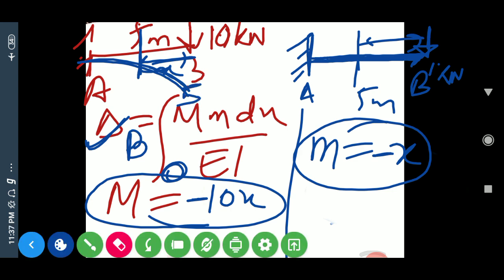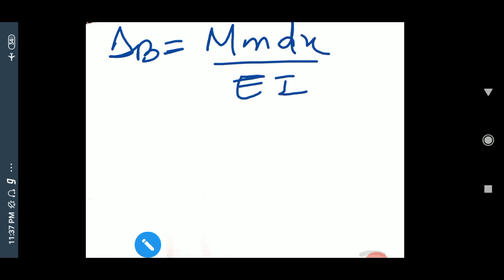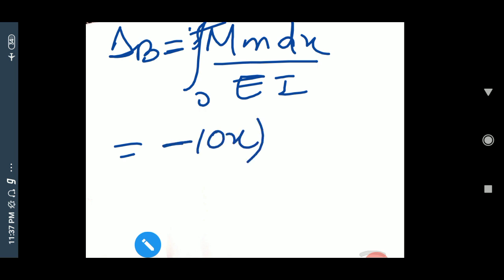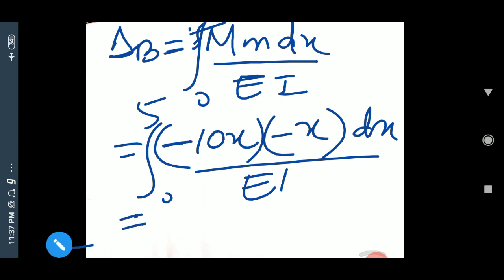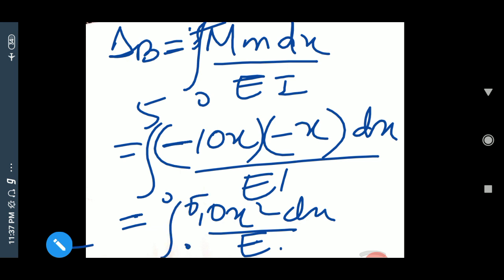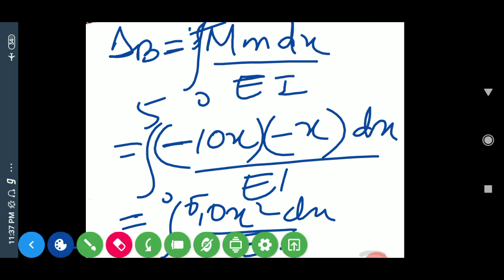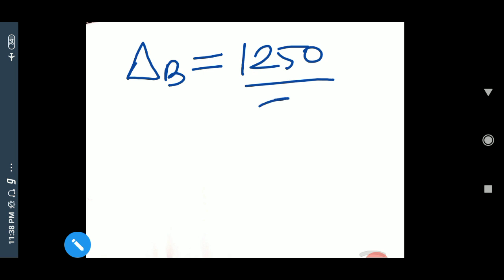So let's proceed. Deflection at B is equal to integral of M m dx by EI from 0 to 5. Put the value of M, it was minus 10x. What was the value of small m? It was minus x, dx by EI, 0 to 5. Then the equation gets minus minus plus 10x square dx by EI, 0 to 5. After proceeding with this integration, we will obtain deflection at B equal to 1250 by EI.